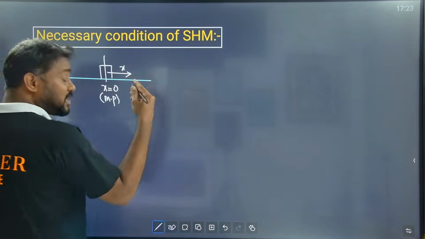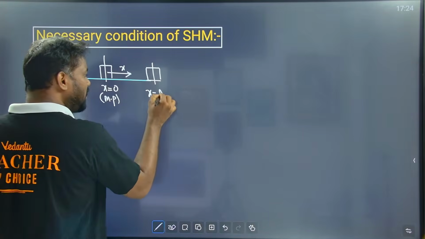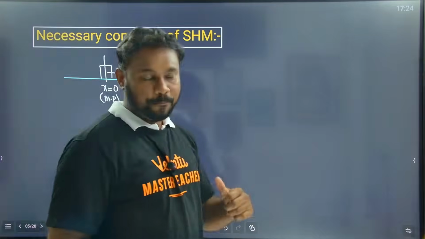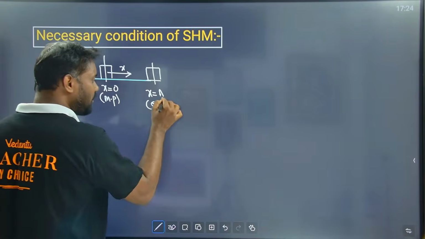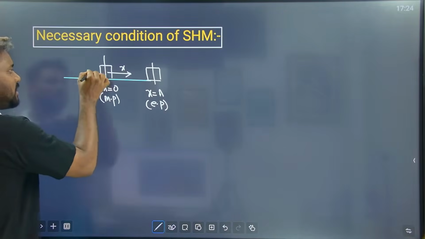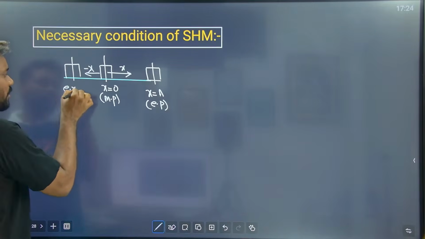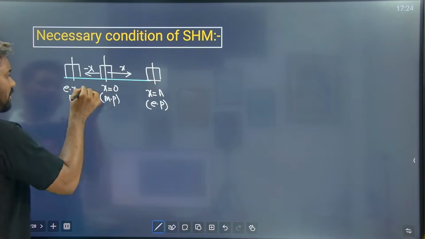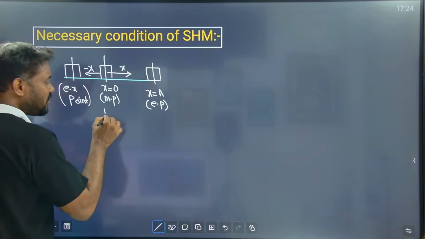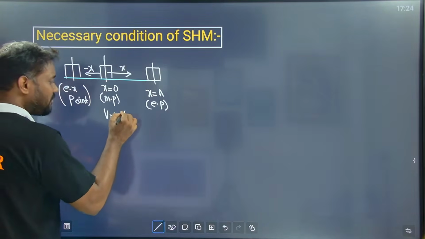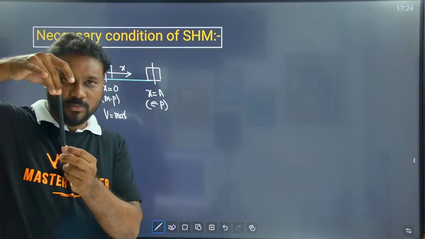Once it reaches the maximum point, this is x equal to a, which I am representing as the amplitude. This is the maximum displacement or extreme position. If the object is moving in the negative x direction, there is negative displacement, and this is also an extreme point. So in oscillation motion there are two extreme positions and one mean position. At the extreme position, the velocity of the particle is zero, and at the mean position, the velocity of the particle is maximum.